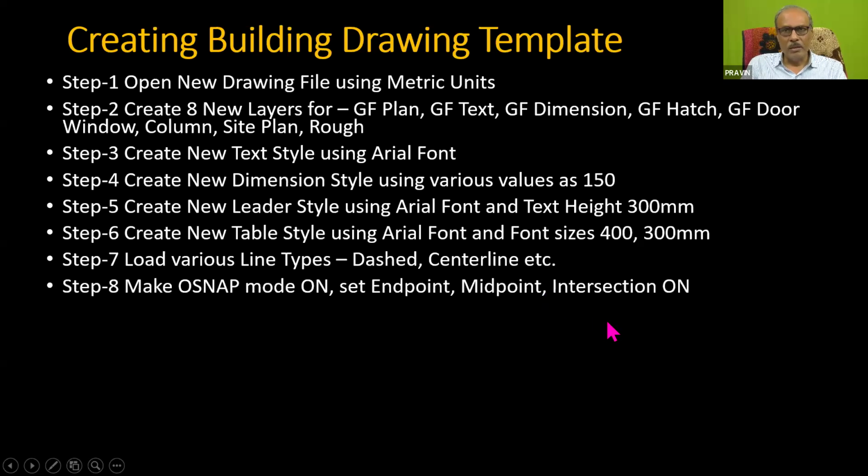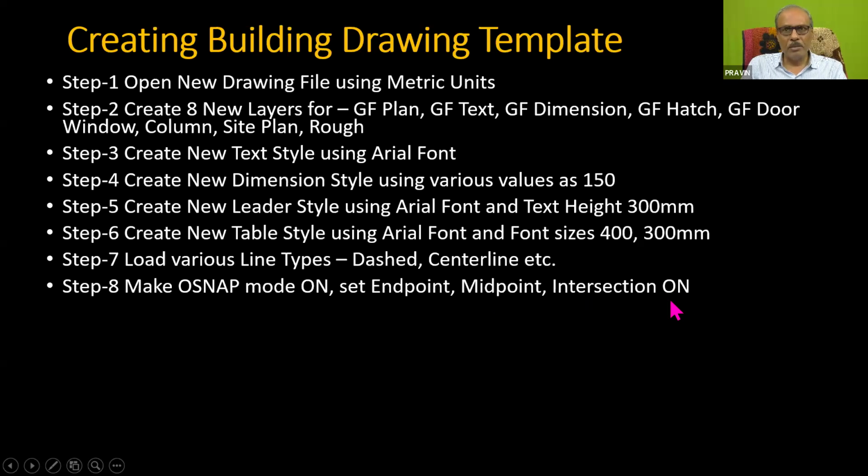Then after that, the important step is to turn the OSnap mode on. For building drawing, we require object snap mode, where we will use various object snap features. Out of those, endpoint, midpoint, and intersection are the features we have to turn on. So this is also an important step.